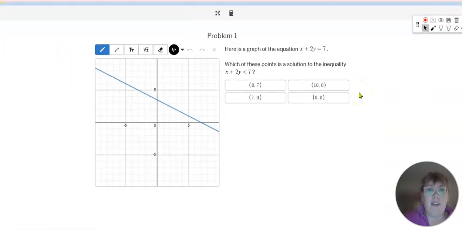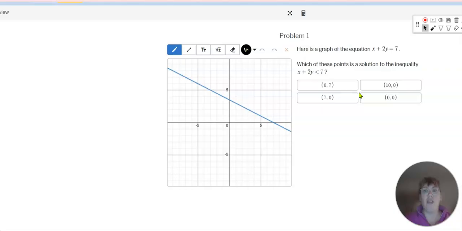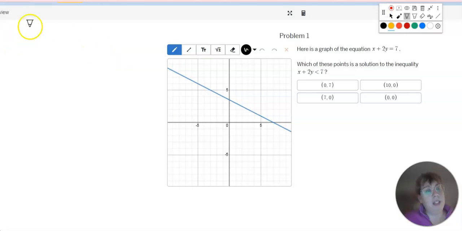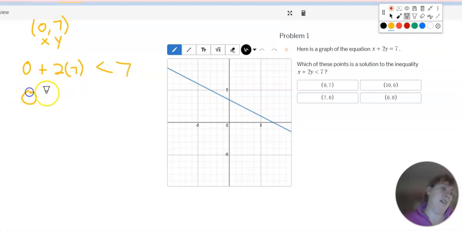It says, here's the graph of this equation. Which of these points is a solution to the inequality x plus 2y is less than 7? So we can plug in our points. We have 0, 7 for the first one, where x is 0 and 7 is y. So 0 plus 2 times 7 is 0 plus 14. And of course, we're going to notice 14 is not less than 7, so that won't work.